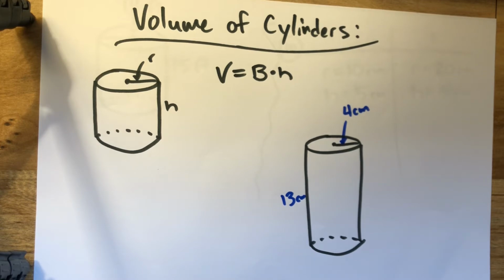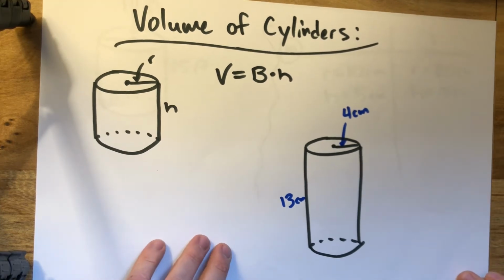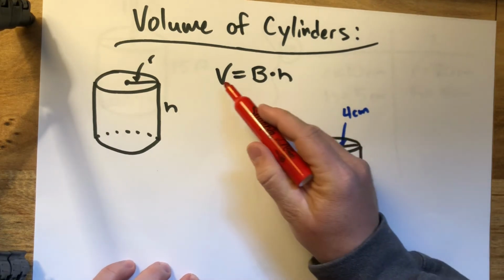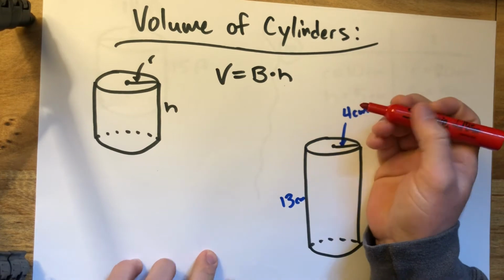You might think of like a Pringles can or an oatmeal container, or like a soup can. Those are all going to be examples of cylinders with 2 circles, top and bottom, and then a rectangular piece that wraps around. We're going to take our formula for volume from prisms, which is volume equals base area times the height. But we're going to modify that today.